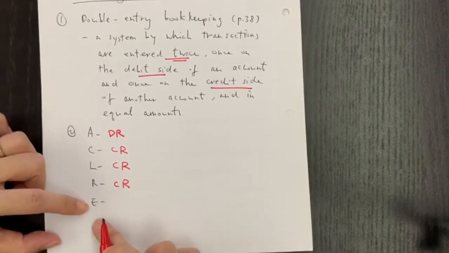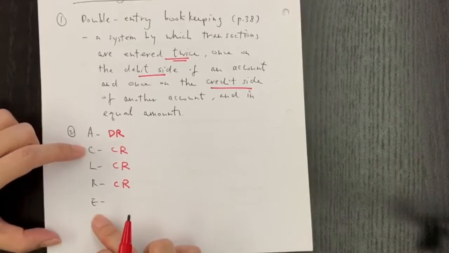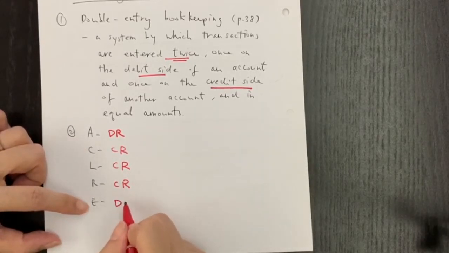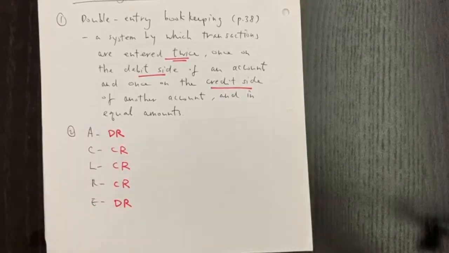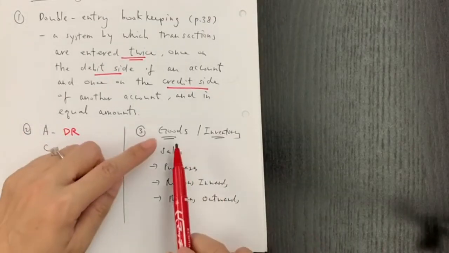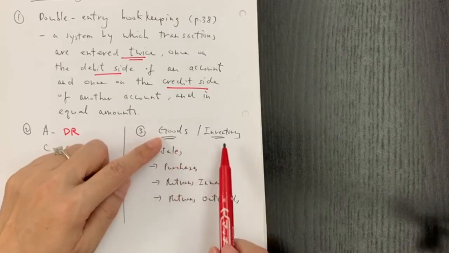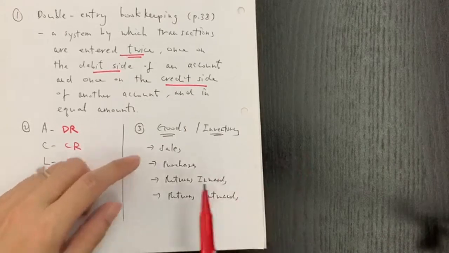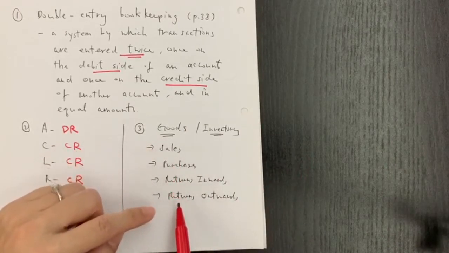Okay, and what about expenses? Expenses decrease capital, which is not a good thing to the owner. So expenses will be debit. All right, so next we come to goods or inventory. So we never use a goods account or inventory account. However, we have these 4 accounts representing goods.